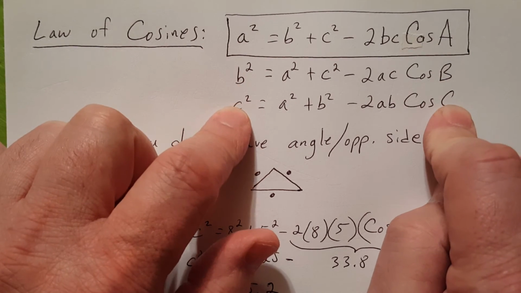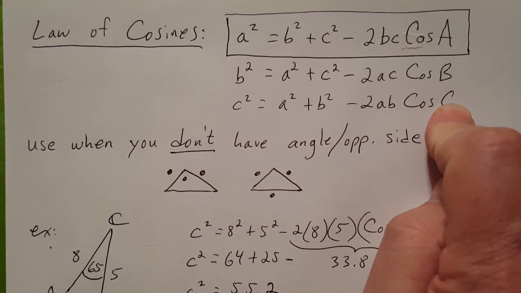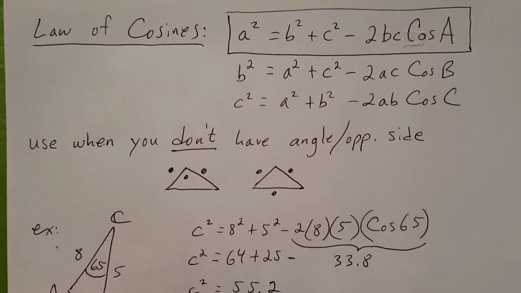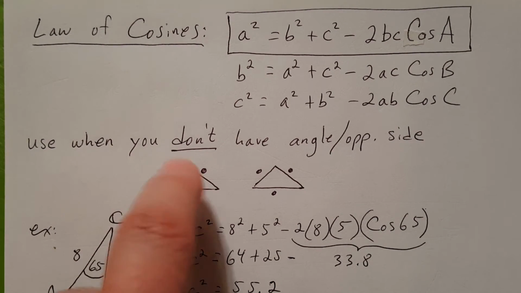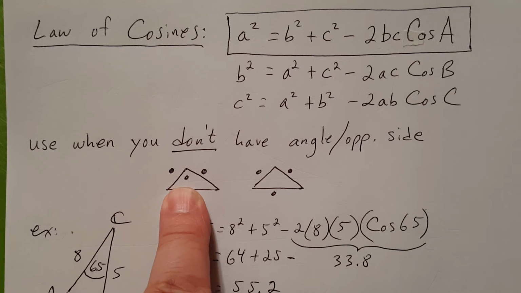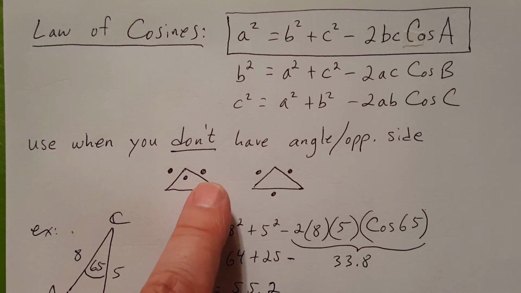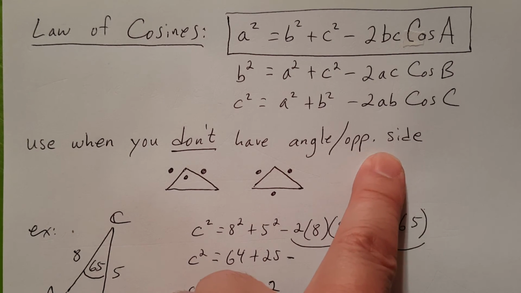Did you notice that? So there is a pattern and you can memorize it. The important thing to remember for the law of cosines is that you use this law when you can't use the sine, because the sine is way more simple to use. But what if we don't have an angle and opposite side?